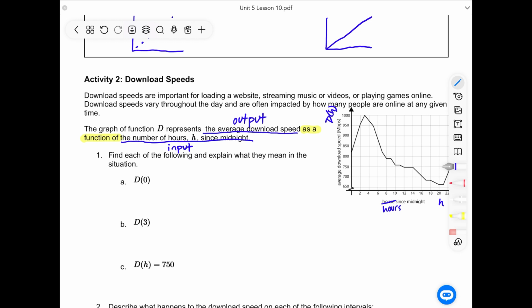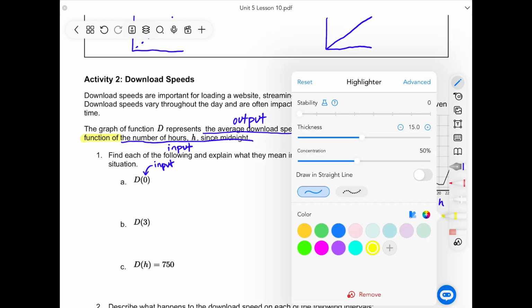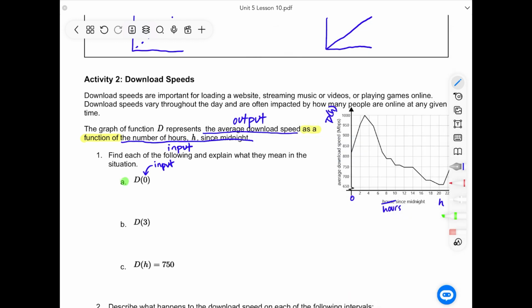So our task is to find each of the following and explain what they mean in the situation, starting with part A, d of 0. Notice where this 0 is. Inside the parentheses tells me that's an input value. So if we know the input is 0, that would be 0 hours since midnight, where do we have a point on this graph? I'm going to highlight this. Part A could be answered by looking at this input-output pair right here.